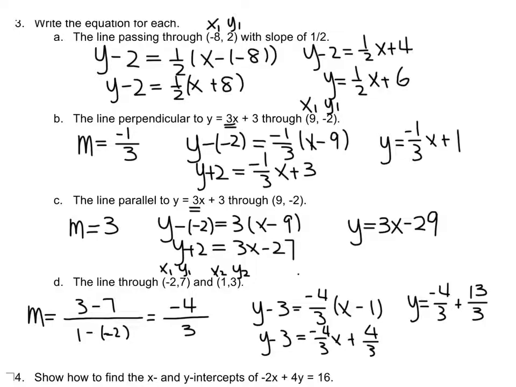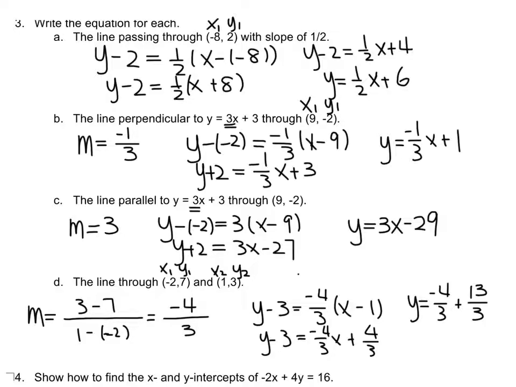So I have the equation y minus 2 equals 1/2 of x minus negative 8. Organize your equations. We have y minus 2 equals 1/2 of x plus 8. Distribute the 1/2 to both x and 8. We have y minus 2 equals 1/2 of x plus 4. Add 2 to both sides. Our final answer in the slope-intercept form is going to be y equals 1/2 of x plus 6.